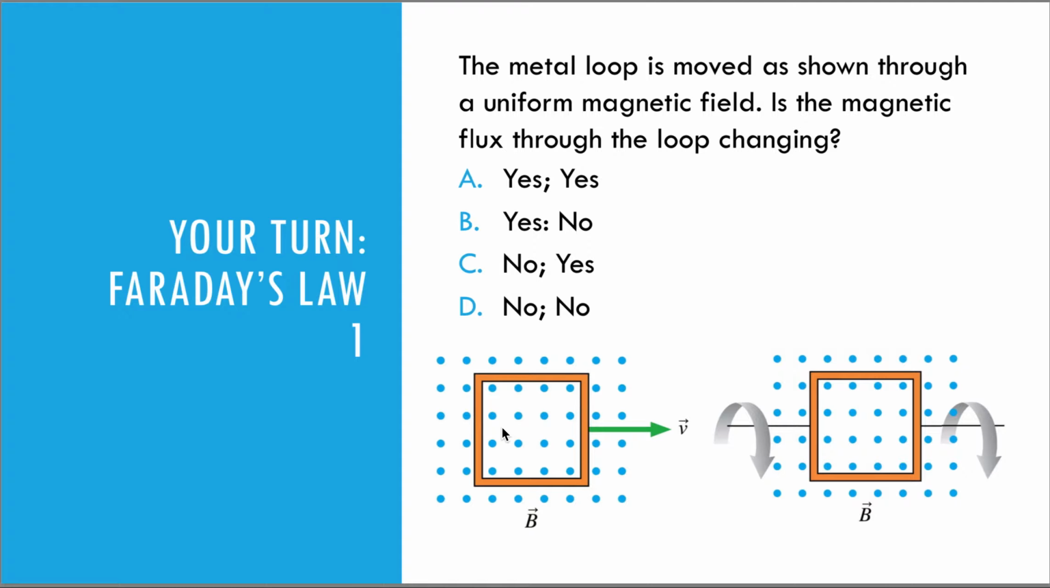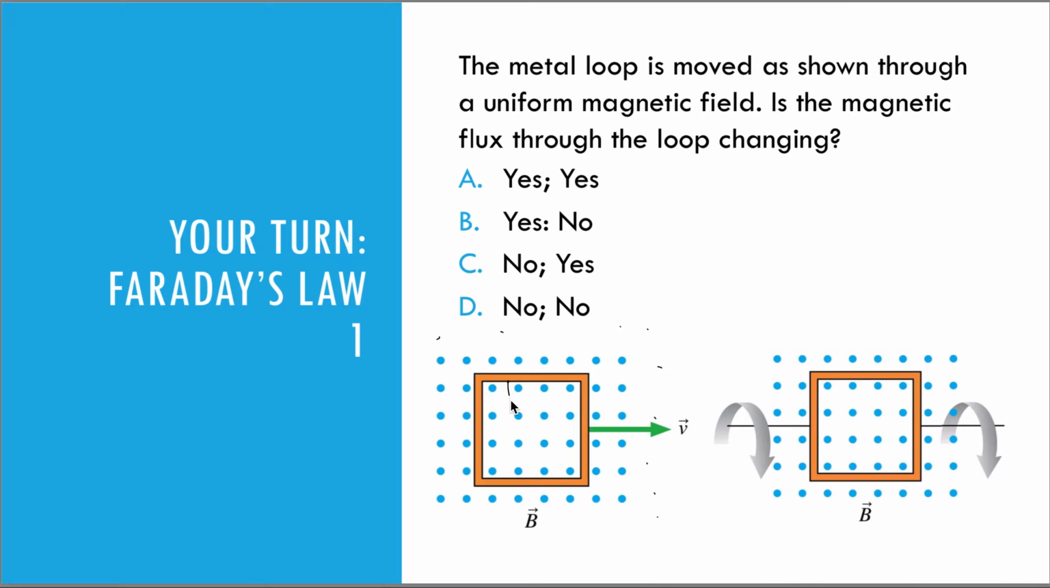So for the first question here, we see a magnetic field that is pointing out of the page, and even though it seems like it ends here, you can assume that the magnetic field is extending everywhere. So as the loop is moving to the right, is the flux through that loop changing? Remember that the flux is a measure of how much field is passing through that loop.